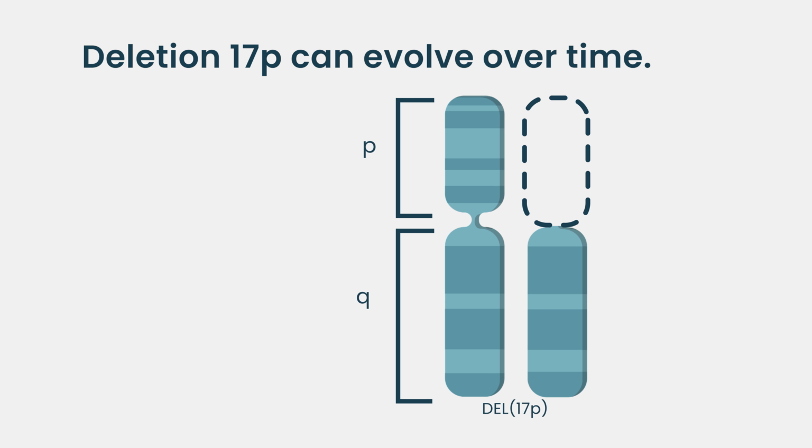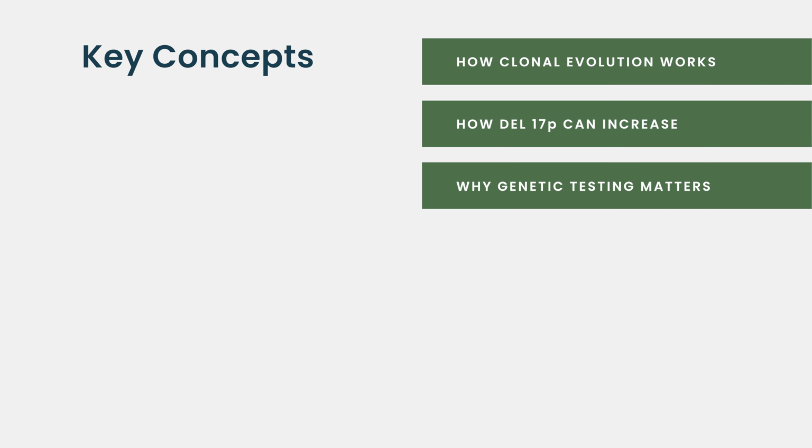In this HealthTree University lesson, we break down how the 17p deletion, a high-risk genetic mutation in multiple myeloma, can develop or expand over time, even if it wasn't detected at diagnosis. You'll learn how clonal evolution works, how the percentage of myeloma cells with this deletion can increase, and why ongoing monitoring with FISH or next-gen sequencing matters.